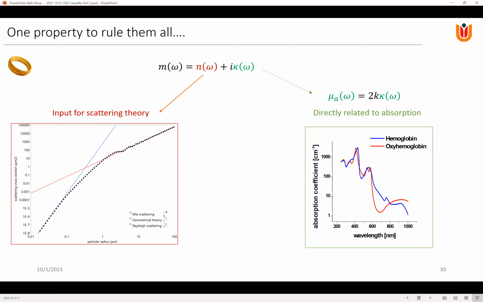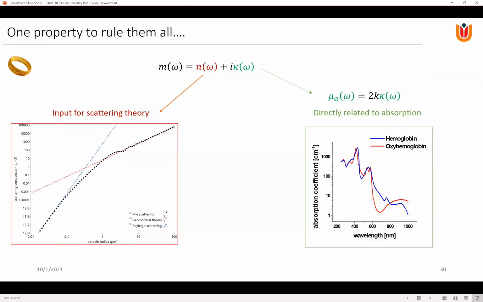The input of the geometrical scattering is only the particle size. There it is not so important, but for the other two, for Mie scattering and for Rayleigh scattering, you need the real part of the refractive index as an input. Next to the size of the particle, the refractive index is one of the important parameters that determines how strongly light is scattered.